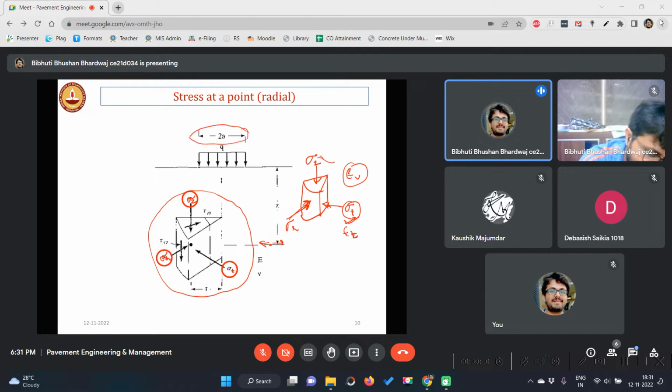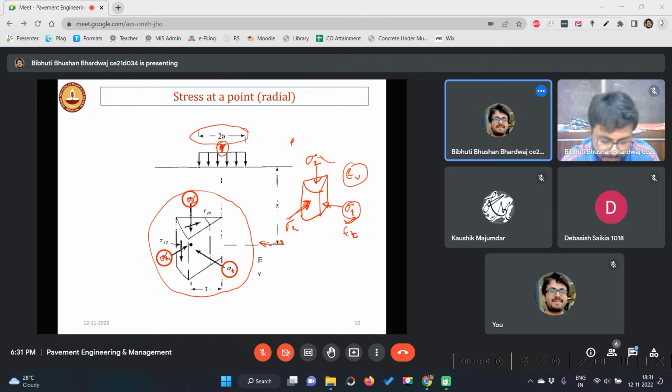Same thing, twice A. This is Q showing there. Earlier we used the term small p, that is the tire pressure. We assume that tire pressure and contact pressure are equal. So this is the contact pressure basically, the pressure exerted by the wheel load onto the surface.